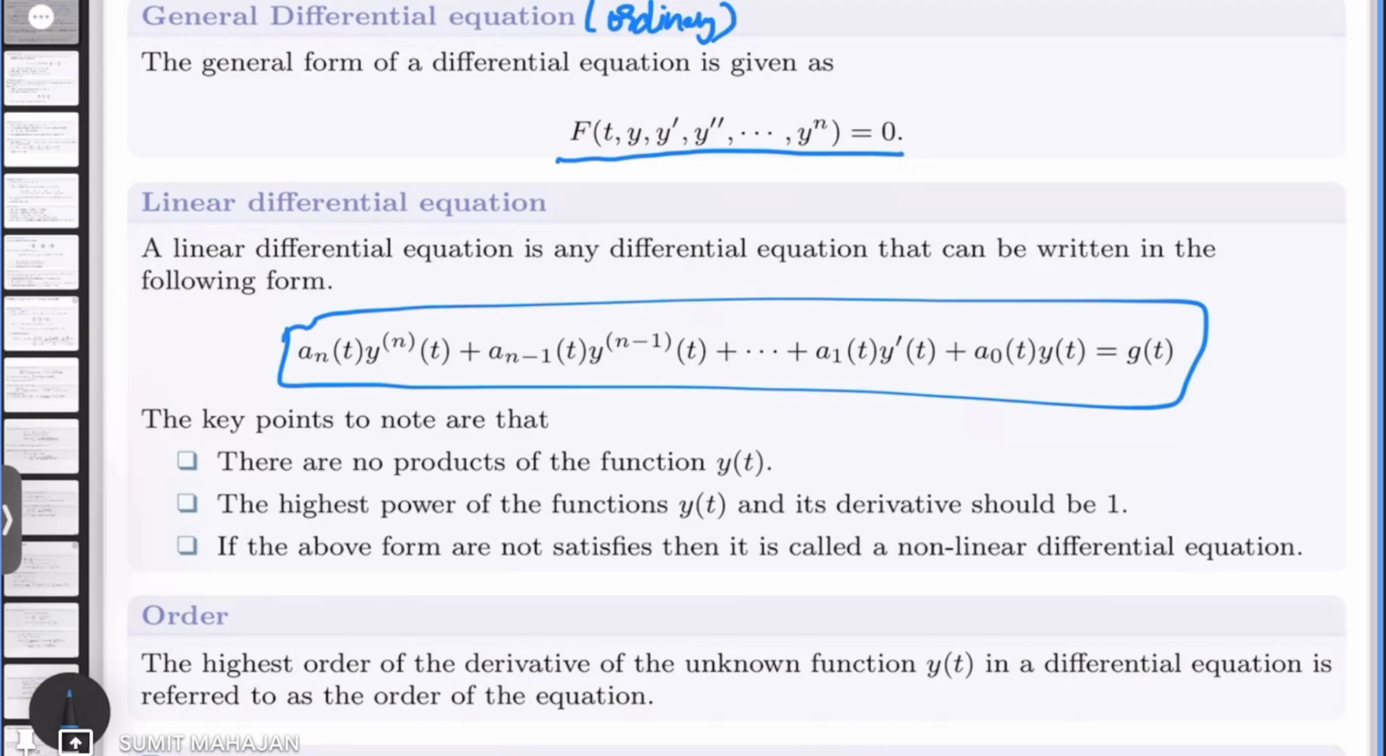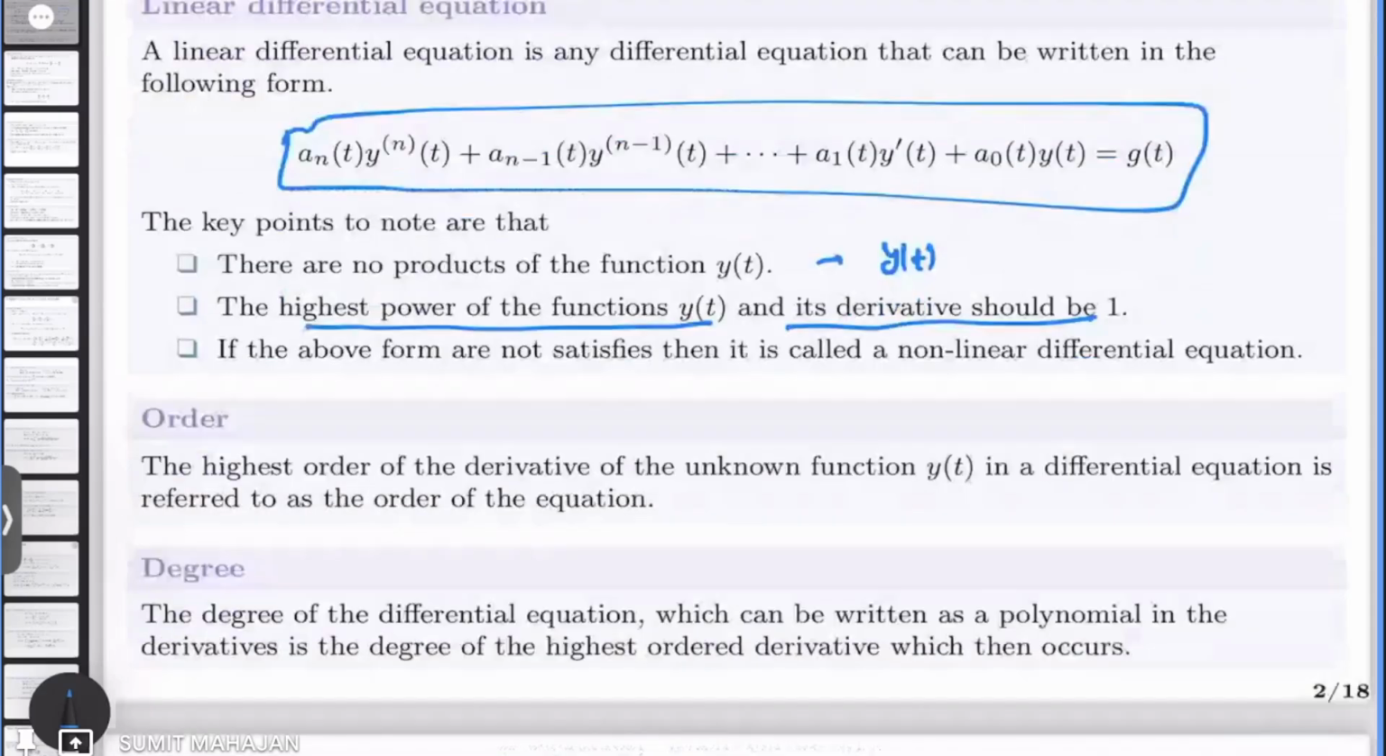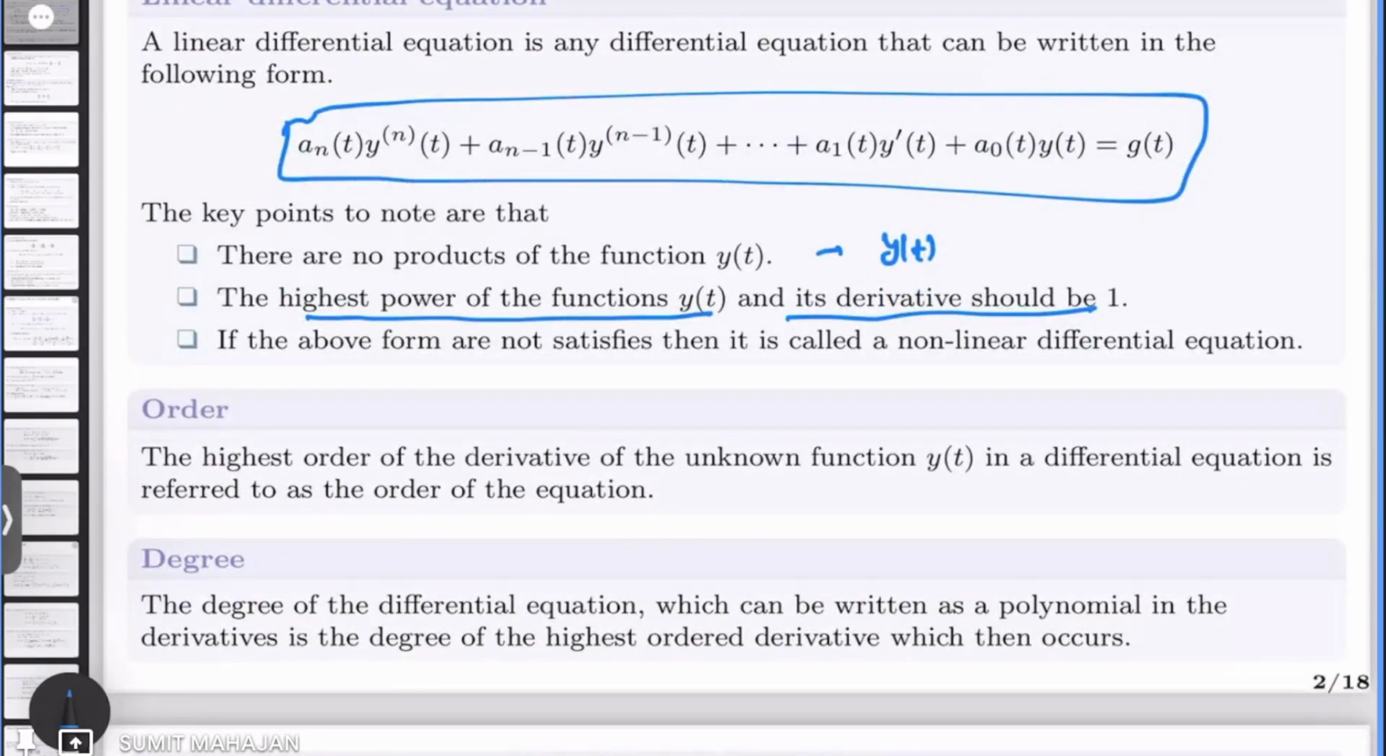The key points to note are: there should be no products of the function y of t, that is, there should not be any yt into yt or something, and the highest power of yt should also be equal to 1. Also, all its derivatives should have power 1. And if the ordinary differential equation is not written in this form, then we'll say it is a non-linear differential equation, right? And the order, what is the order of a differential equation?